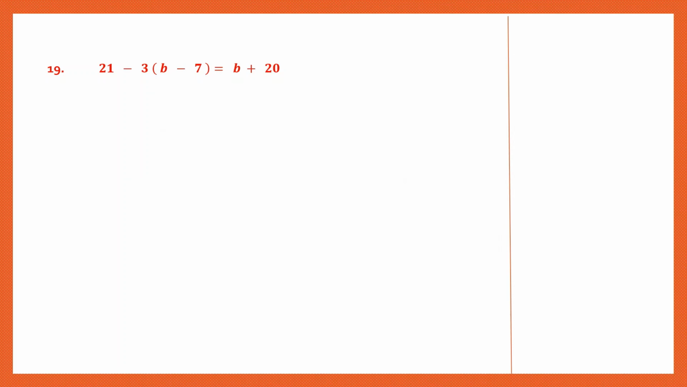Question 19. So let's work this out. 21 minus, so first 3 into b. 3 into b is 3b. So we are done with that. Now we are going to do minus 3 into minus 7. Minus into minus is plus. 3 sevens are 21. This is equal to b plus 20.